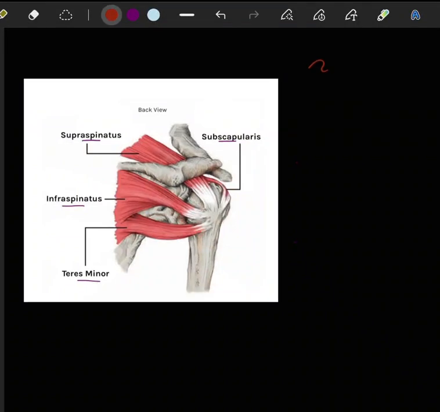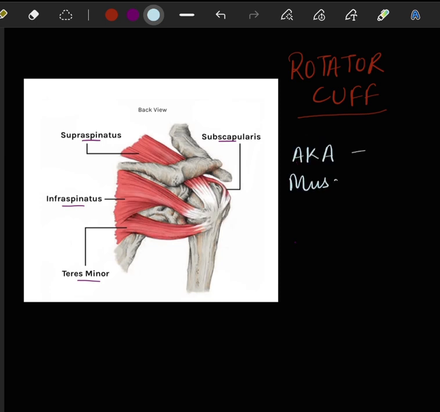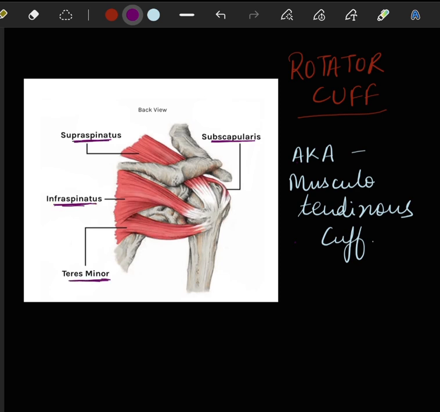Hello everyone, today's topic is rotator cuff, which is a very important MBBS short note for first year. So, rotator cuff is also known as musculotendinous cuff. First, we will see what are the muscles involved. So, first of all, it is subscapularis, supraspinatus, infraspinatus, and teres minor. So let's just write them down.